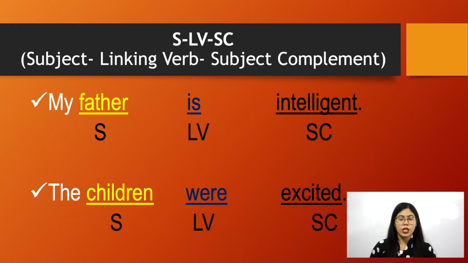Another example, the children were very excited. The word children is the subject because they are the one being talked about in the sentence. The linking verb is were. It connects the subject and the subject complement. And our subject complement is the word excited because it describes the children. If you will ask, how will you describe the children? The answer is, they were excited. So it is correct that this will be our subject complement. So we have the SLVSC pattern.